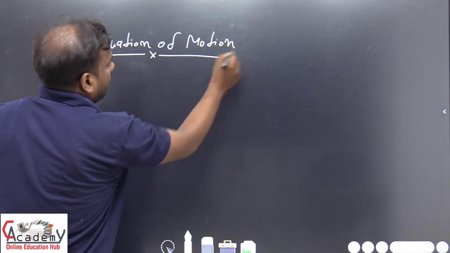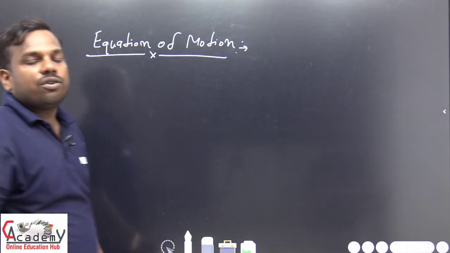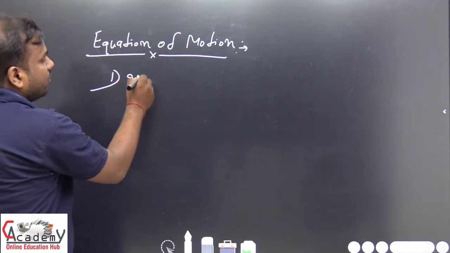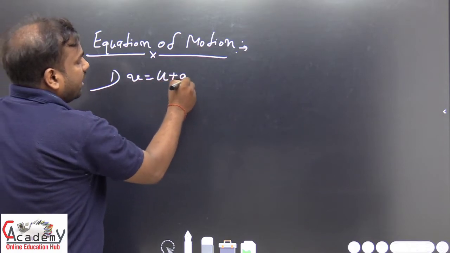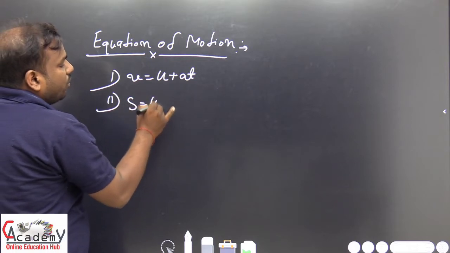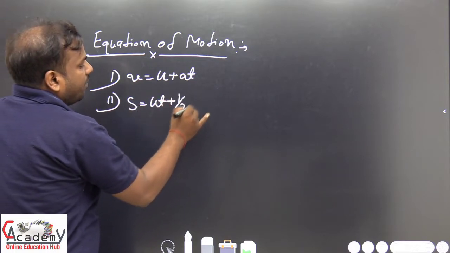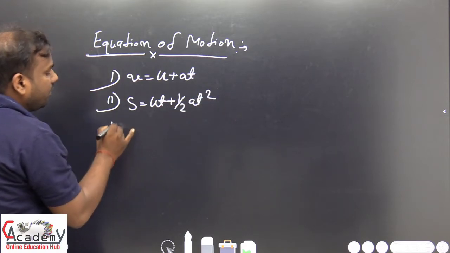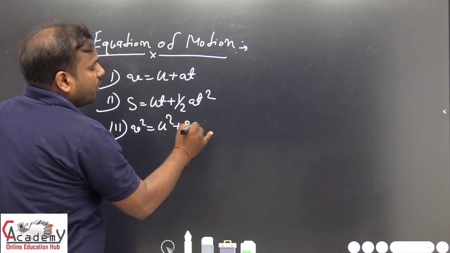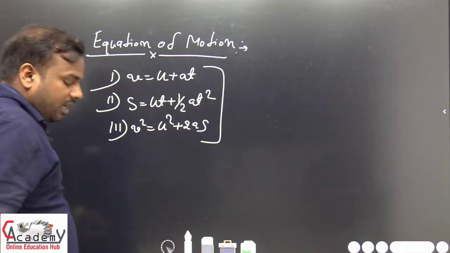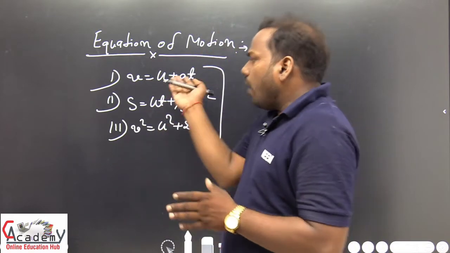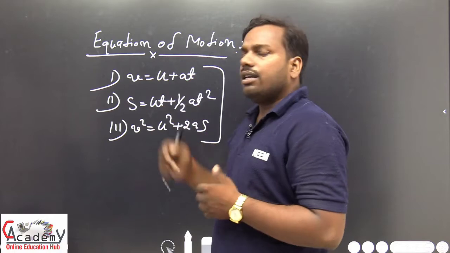We have three types of equation of motion. First is V is equal to U plus AT. Second one is S is equal to UT plus half AT square. And third one is V square is equal to U square plus 2AS. These three equations of motion are here. Now we discuss how we get these equations of motion.